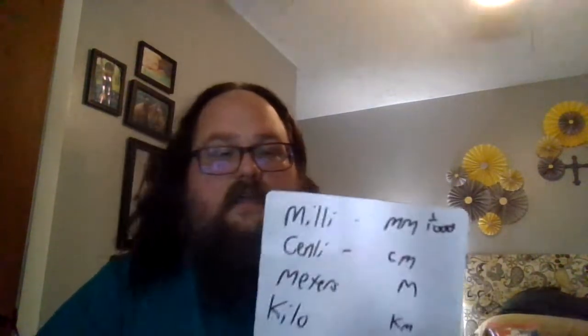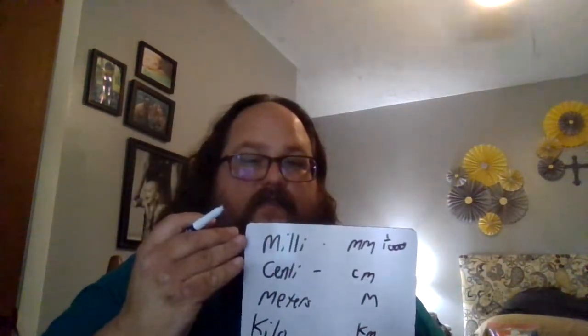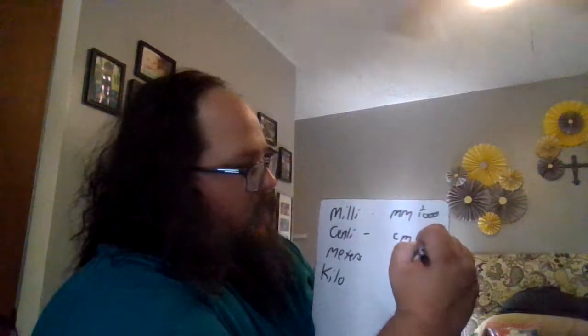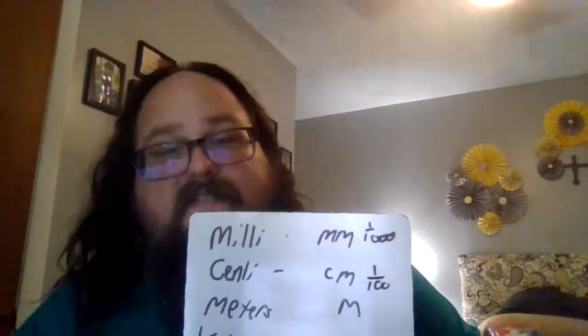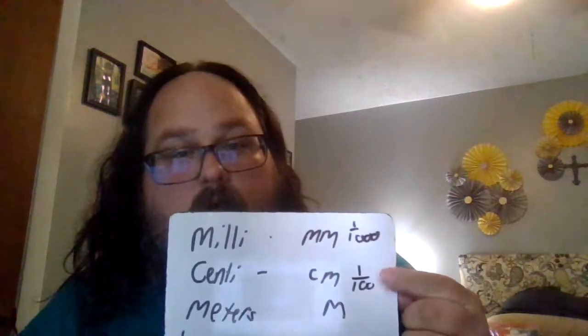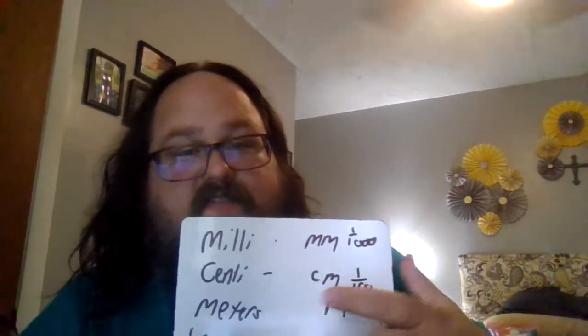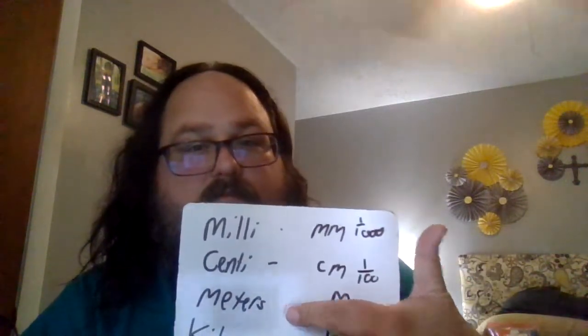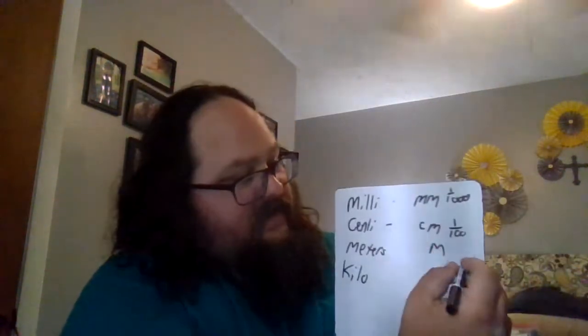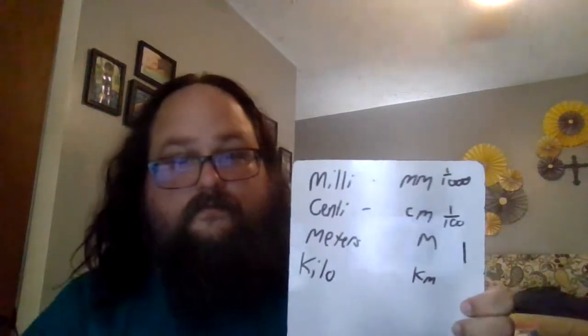Now a centimeter, a little bit larger. If milli is 1/1000th, centi, we think of the word cent, like a penny, is going to be 1/100th. So 1 penny, 1 cent, is 1/100th of a dollar. So a centimeter is 1/100th of a meter. Now, meter being the basic length, that's just 1.